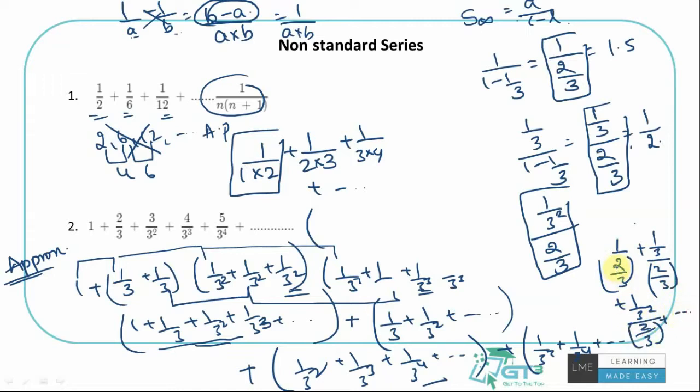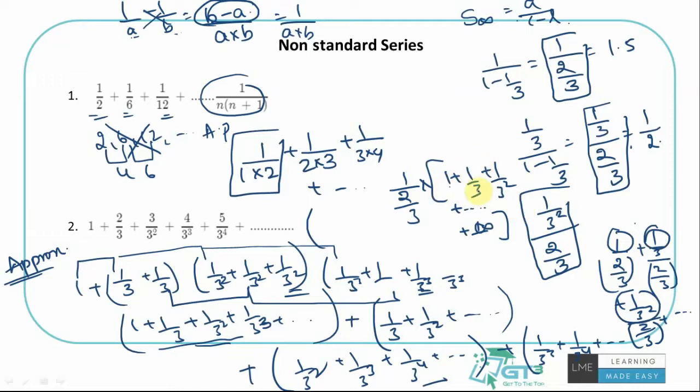If I take 1 by 2 by 3 common, it will be 1 by 2 by 3 into 1 plus 1 by 3 plus and so on, infinite terms, right. Again I see 1 plus 1 by 3 plus 1 by 3 square, I am taking only the numerators. I again see an infinite geometric progression that will turn out to be again 1 by 2 by 3. So this will be 3 by 2 into 3 by 2, that is 9 by 4, which is the correct answer for this. Now this is really a complicated way of solving it.